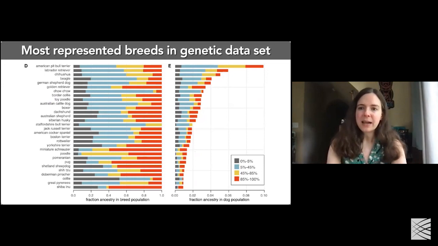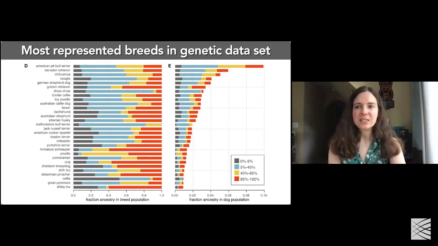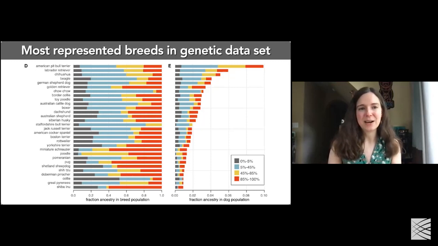We use the software package ADMIXTURE to infer global ancestry in the dogs of our genetic data set against a reference panel of 101 breeds. Some breeds are, of course, overrepresented in our data set, and that's because they're especially popular in pet dogs. Things like American Pit Bull Terriers are very popular, Labrador Retrievers, Chihuahuas. So we see that in the Darwin's Ark set.